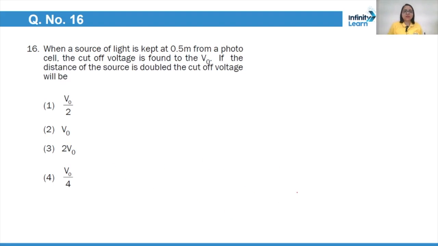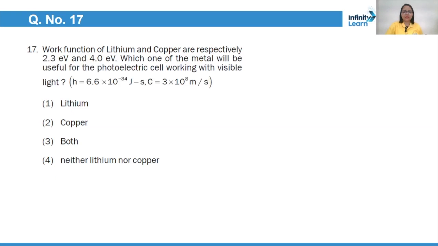Question number 16. When a source of light is kept at 0.5 meter from a photocell, the cutoff voltage is found to be V0. If the distance of the source is doubled, then the cutoff voltage will be. So by changing the distance, intensity will change, but cutoff voltage is independent of the intensity. So that is why cutoff voltage will not change and it will remain as V0. So correct answer is option 2.